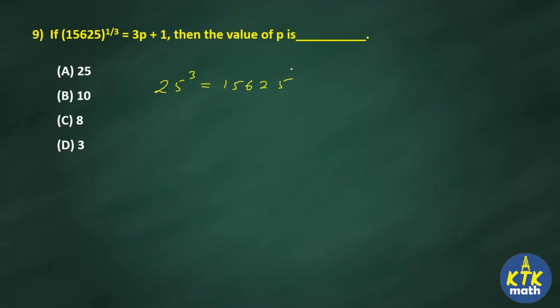25 cube is 15,625. If you want to know how I am finding this directly, I have an interesting playlist on our channel, that is KTK Tricks. We have given an interesting trick on how to find the cube root of any number within 2 or 3 steps. You just check out those playlists; a lot of interesting tricks are there, and they will be very useful to you. So in place of this number I'm going to substitute 25 cube.